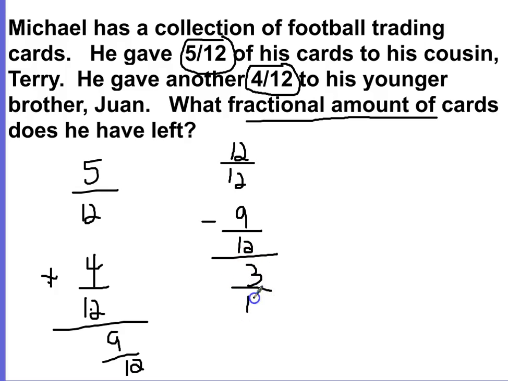3/12. 3/12 is not lowest terms. I can reduce 3/12 by dividing numerator and denominator by 3. 3 goes into 3 one time. 3 goes into 12 4 times. So what fractional amount of cards does he have left? He has 1/4 of his original collection remaining. Question: is he going to give any more away to anyone else?